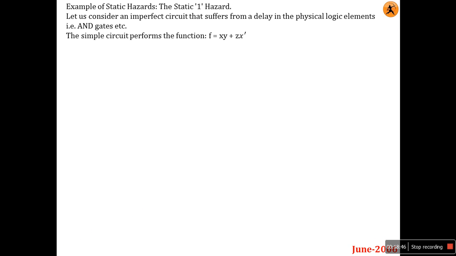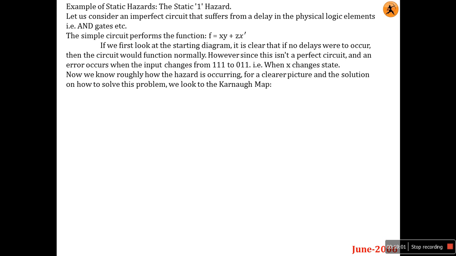For example, the given one is the static hazard. Let us consider an imperfect circuit that suffers from a delay in the physical logic element, the AND gates. Then given is f equals xy plus zx dash. If you first look at the starting diagram, it is clear that there is no delay. If no delay were to occur, then the circuit would function normally. However, since this is not a perfect circuit, an error occurs in the input.